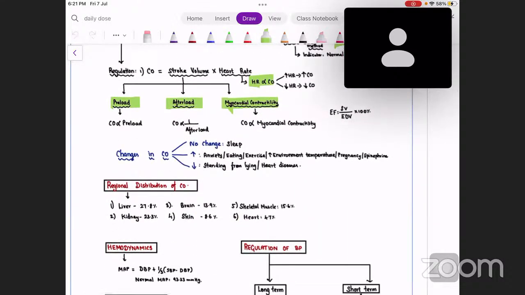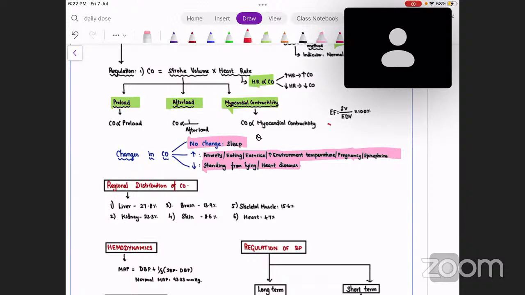Okay, now what are the changes you can see in the cardiac output apart from this normal things? So what are the normal things that can produce such changes in the cardiac output? Increase in cardiac output: anxiety, eating, exercise, environment temperature, pregnancy, and epinephrine can raise your cardiac output, while standing from lying and heart diseases can decrease your cardiac output. Remember, sleep has no change in cardiac output. Very, very important MCQ. Sleep has no change in cardiac output.